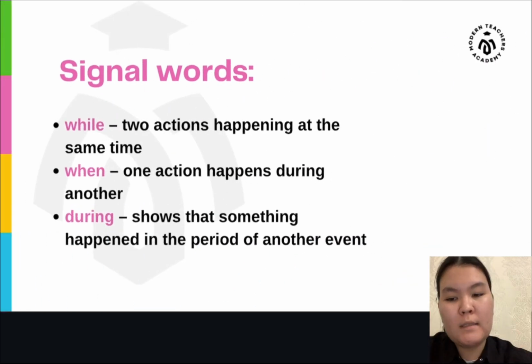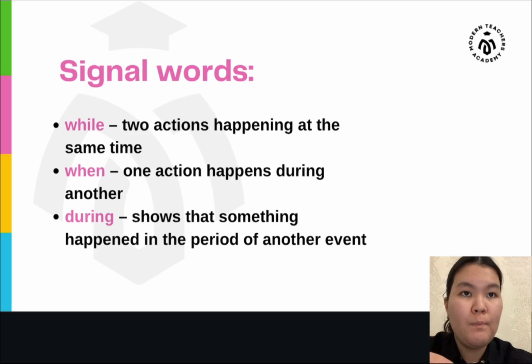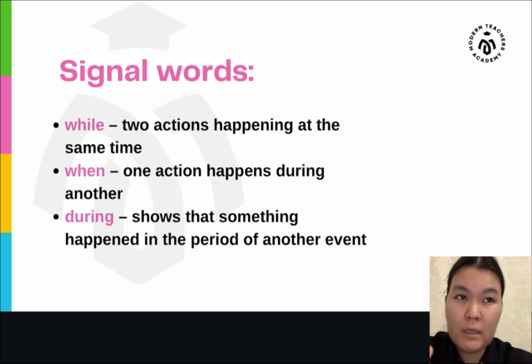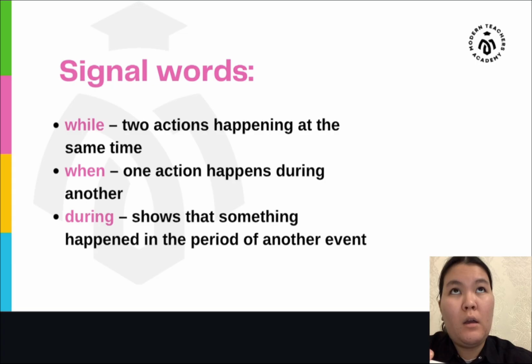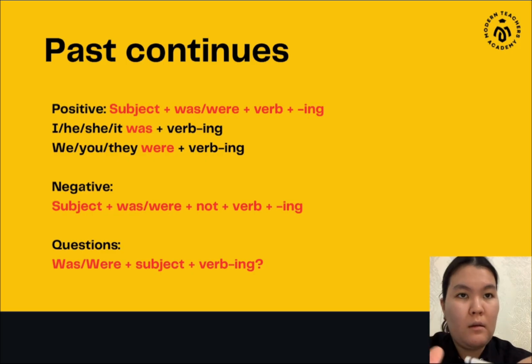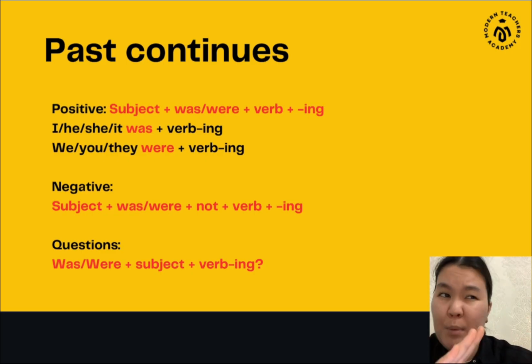In past continuous, like in other tenses, we also have signal words. The first signal word is while. While means two actions happening at the same time. The next one is when. When is one action that happens during another. And also during shows that something happened in the period of another event. It means that something was happening during some period.